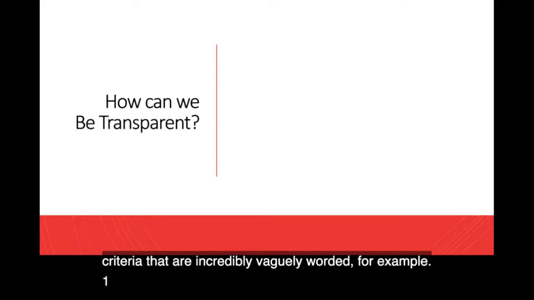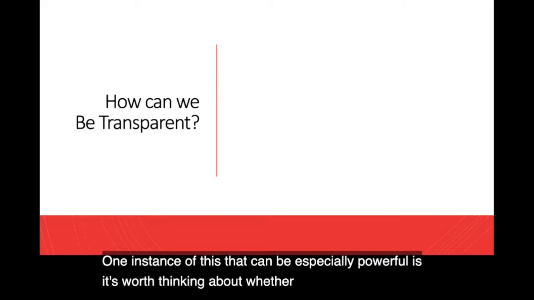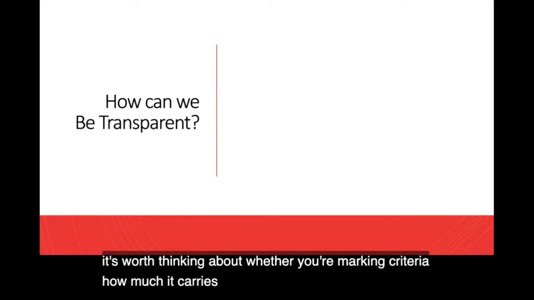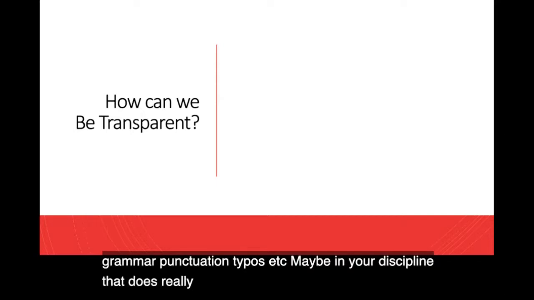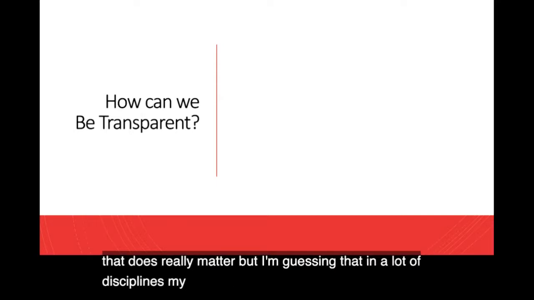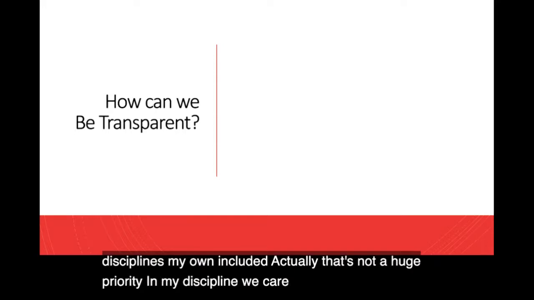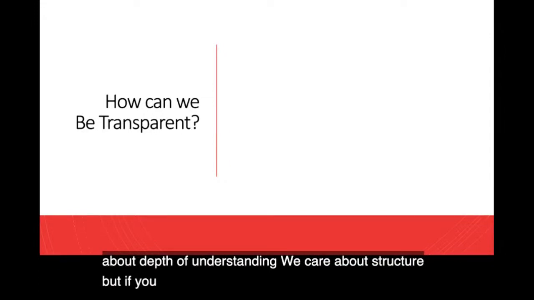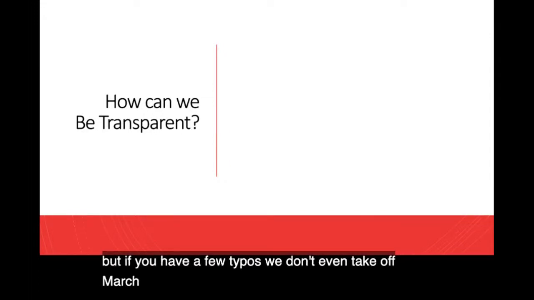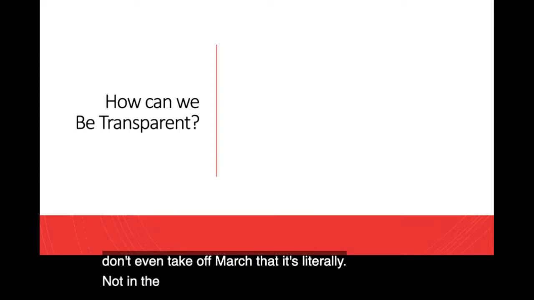One instance of this that can be especially powerful is it's worth thinking about how much your marking criteria cares about English as a language, grammar, punctuation, typos, etc. Maybe in your discipline, that does really matter. But I'm guessing that in a lot of disciplines, my own included, actually, that's not a huge priority. In my discipline, we care about sources, we care about depth of understanding, we care about structure. But if you have a few typos, we don't even take off marks for that. It's literally not in the marking criteria. As long as we can understand what the student's trying to say, that's fine.